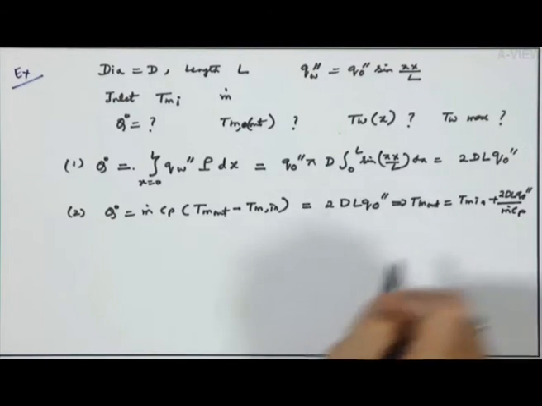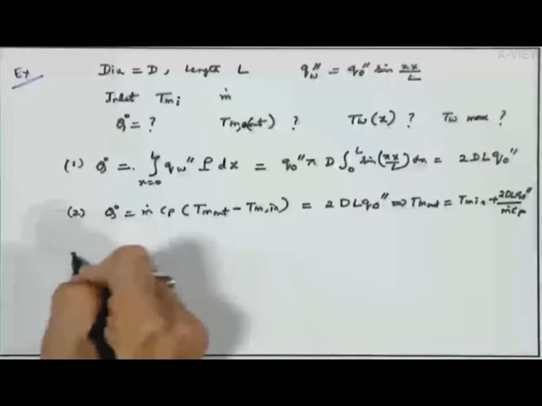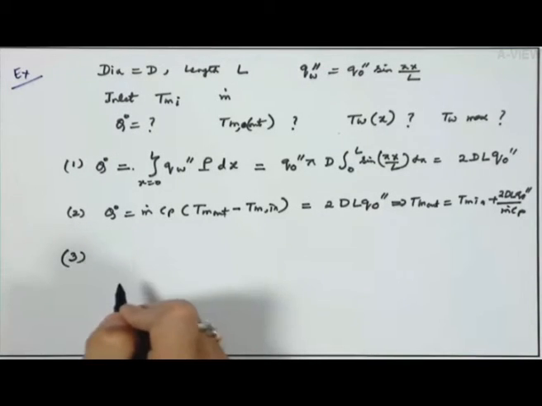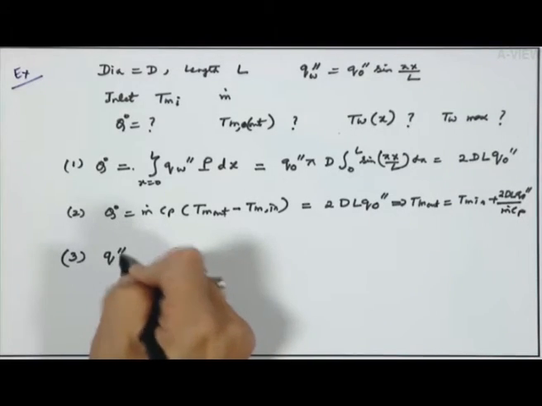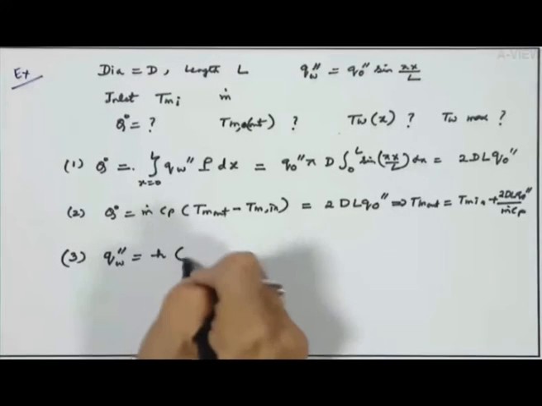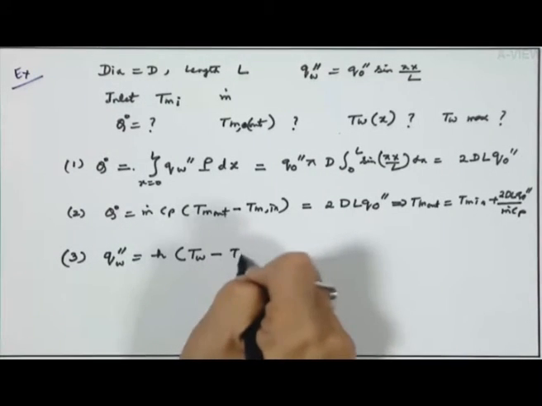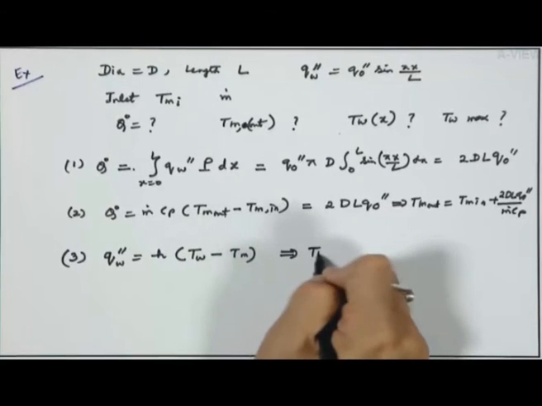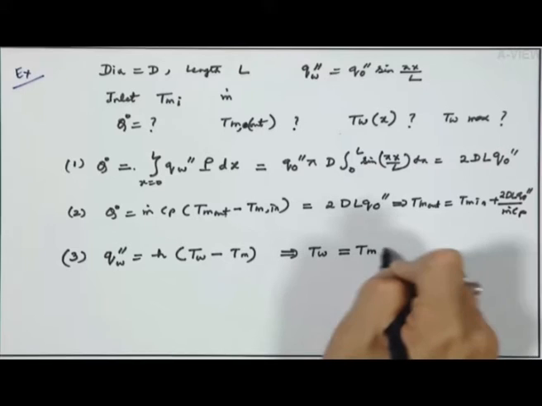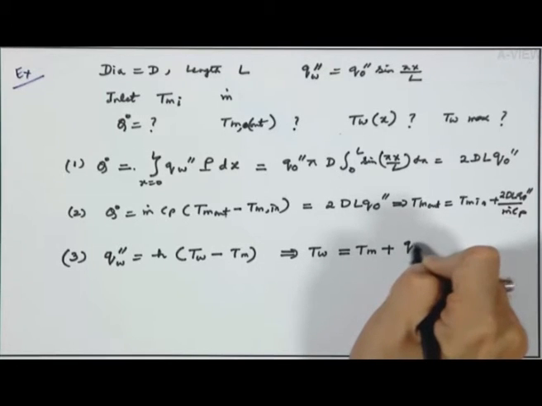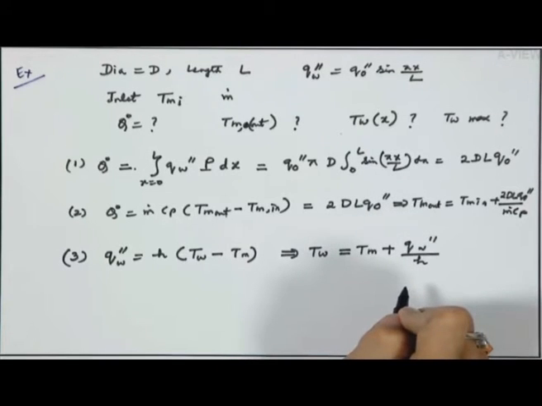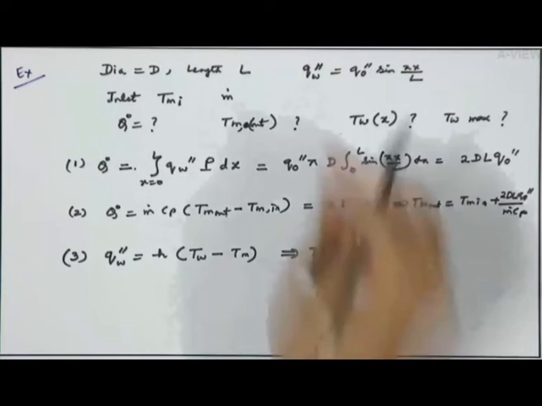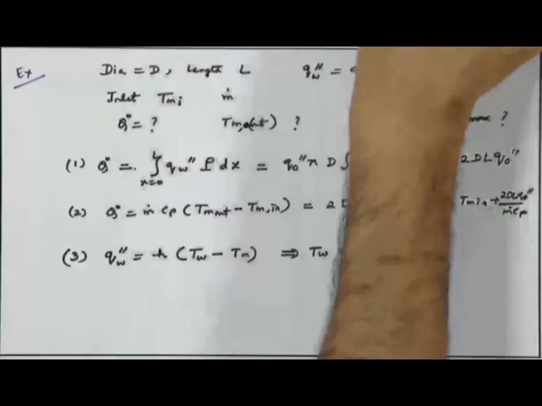The axial distribution of wall temperature: here the wall temperature is not fixed. So, the heat flux at the wall is equal to h into T wall minus Tm. So, that means T wall is equal to Tm plus q wall by h. So, how will you get Tm as a function of x? For Tm as a function of x, you have to use the energy balance.